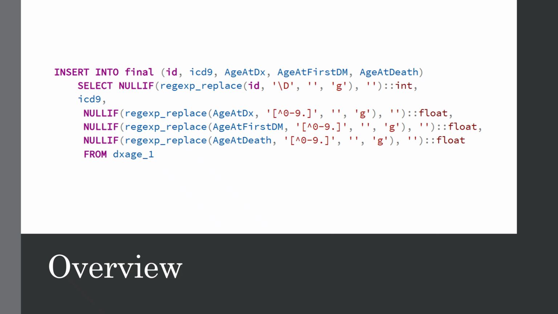Then, for all the lines that have null if, it's going to check if there's an empty string here or something with content, essentially. And if so, it's going to cast it to the following data type. The only column that didn't get any treatment was the ICD-9 because we want it to be a varchar data type.